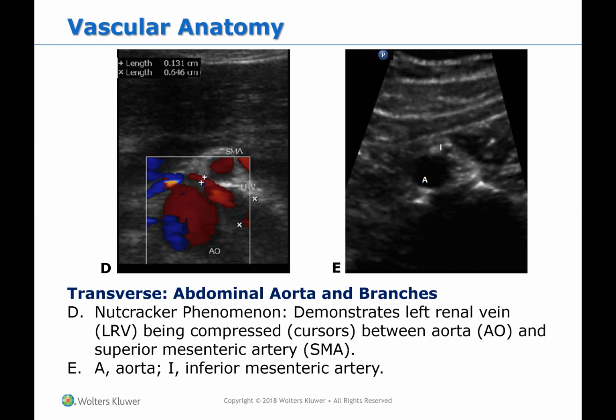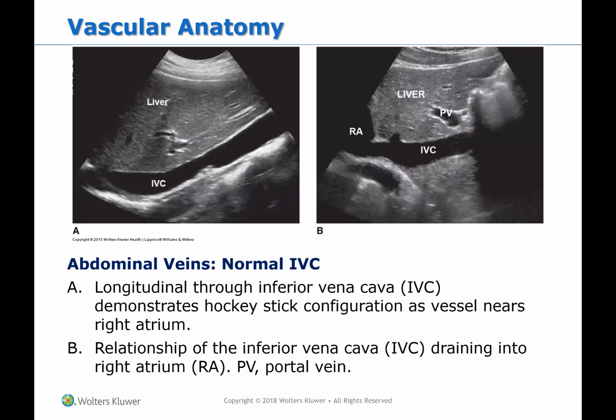It's pretty rare. The IVC, this is what an IVC looks like. You can tell it has a less hard appearance than an aorta. There are some smaller parts and some bigger parts because it's more phasic. But it kind of looks like a hockey stick as it goes through the liver.